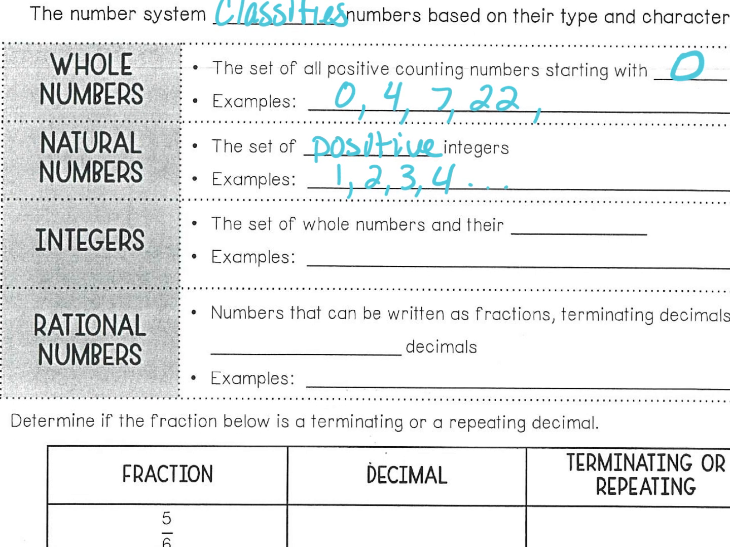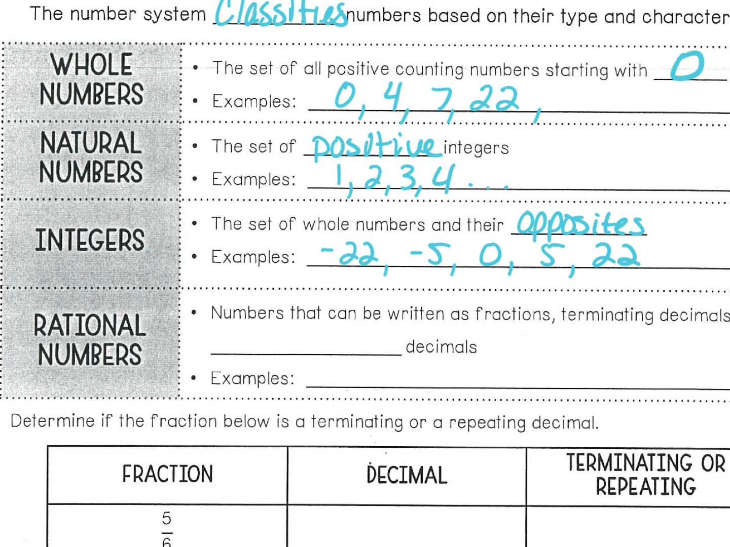Integers, however, are a set of whole numbers and their opposites. And this usually looks like what you see on a number line. I'll have one at the front of my classroom. So let's say we have negative 22, we have negative 5, we have 0, we have 5, and we have 22. So it's the negatives and the positives that go with that.